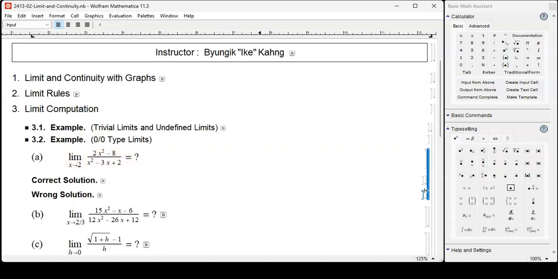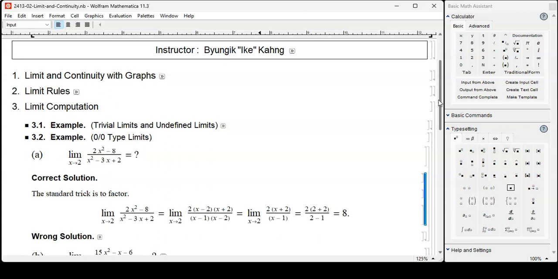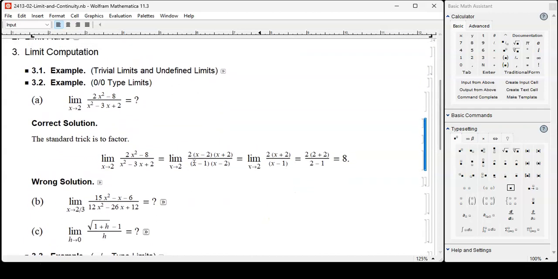And the typical method is to factor the numerator and denominator, and then get the common factor out, divide each other out, and the resulting fraction is no longer 0 over 0 type limit. So we can use the trivial limit rule. You can plug in x equal to 2 and go from there. And also, please leave these limit notations. After all, we are doing limit computation.